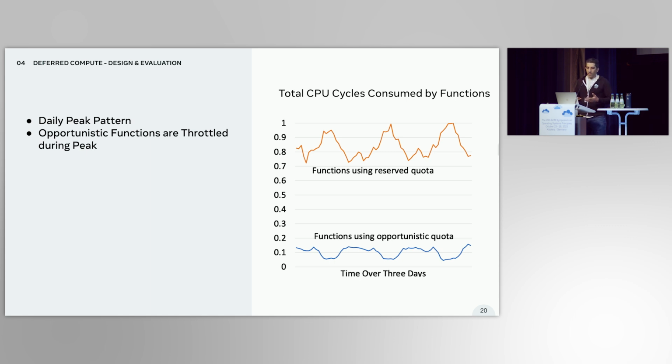The most important takeaway from this graph is that the patterns of quota consumption by opportunistic functions and reserved functions are complementary. And this feature basically behaves exactly as we expected, which is able to defer the opportunistic functions to off-peak.